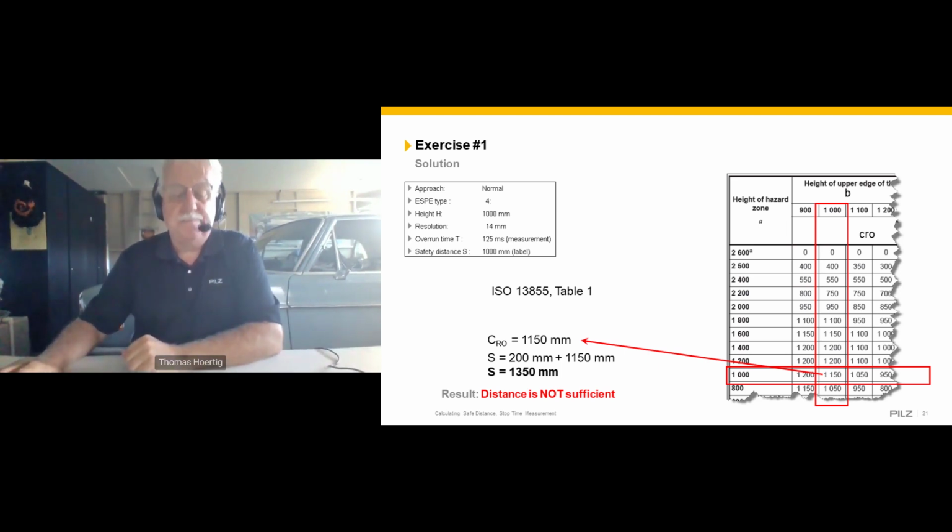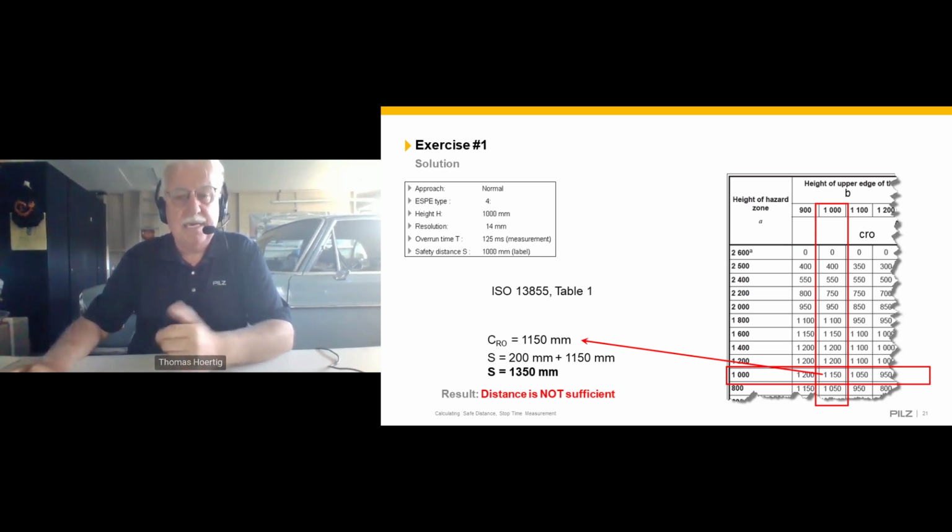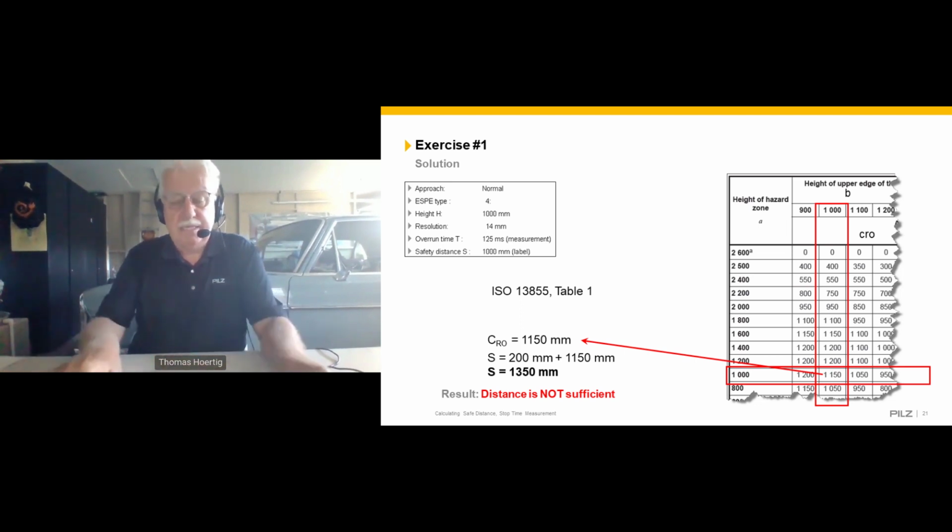So we're looking at, per ISO 13855, Table 1. Here we have the measurement height of the hazard zone, that was 1,000. Height of the upper edge of our presence sensing device, that was 1,000. So here, our light curtain, the upper edge, 1,000. We had the height of our PSD and of the hazard, and where these two meet, we have a number.